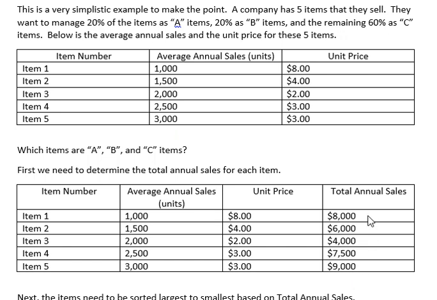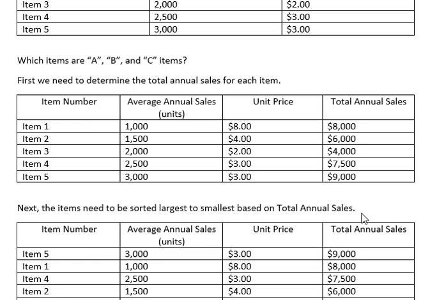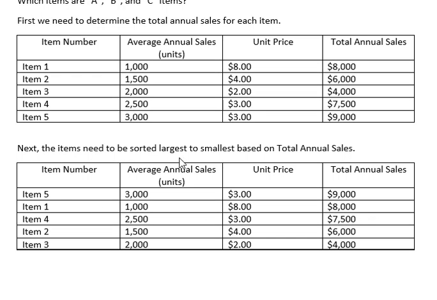So to determine which items are A, B, and C items, you're going to take your average annual sales times your unit price to get a total annual sales for it. Then if you rank these from largest to smallest, you will see that item 5 is the most important, item 1 is the second most important, and then 4, 2, and 3 are the least important.